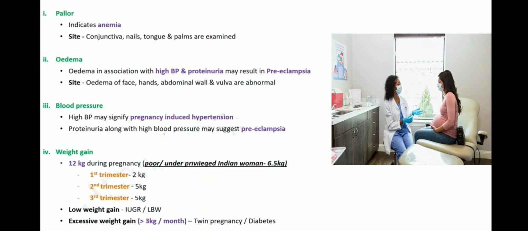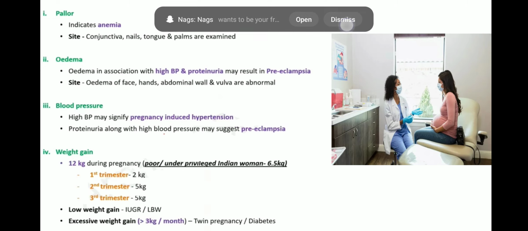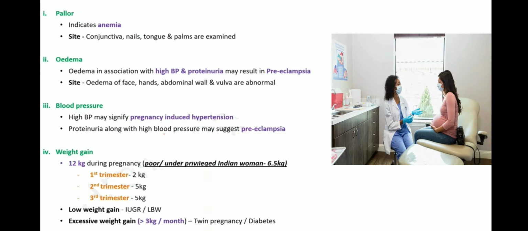Next, blood pressure. We have to measure the woman's blood pressure at every visit. So the pallor has to be checked at every visit, and we also have to check the blood pressure in every visit. High BP will signify the pregnancy induced hypertension. So this is very important to rule out the hypertensive disorders of pregnancy. So we have to check the BP in every visit. Hypertension will be diagnosed with 2 consecutive readings.